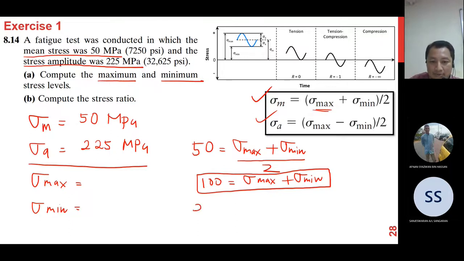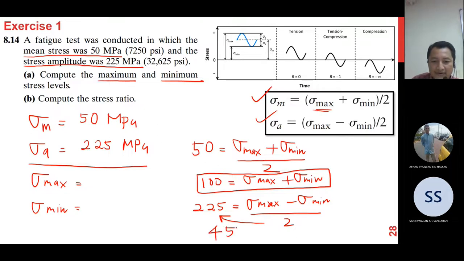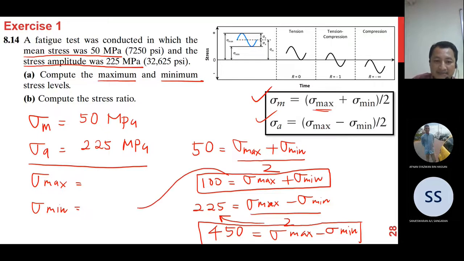Amplitude pula. 225 sama dengan sigma max tolak sigma minimum bahagi dua. So, kali kan, dapat 450 sama dengan sigma max tolak sigma minimum. So, hampa dapat dua unknown, dua equation, boleh masukkan lah. Masukkan in either one pun boleh. Kalau daripada sini, kamu akan dapat. Ya, boleh kat sini lah.